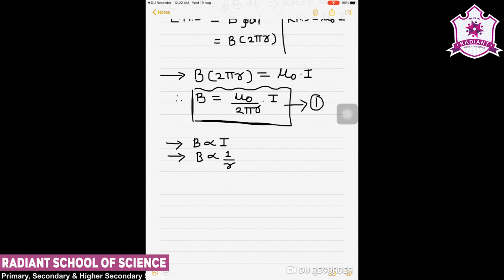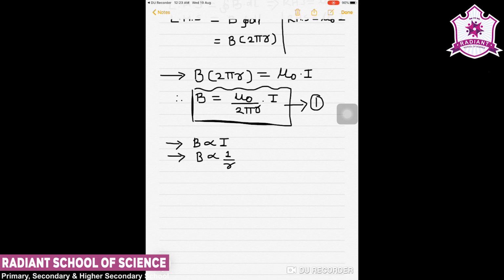Here a few interesting parts are given, and we can simply explain two or three things. First, the field at every point on a circle of radius R is the same in magnitude. In other words, the magnetic field possesses what is called a cylindrical symmetry. We said earlier in the comparison that Ampere's law is applicable in symmetry only. So here this shows the cylindrical symmetry. Now the field, which normally can depend on three coordinates, here in equation number one depends on only one coordinate, that is r.